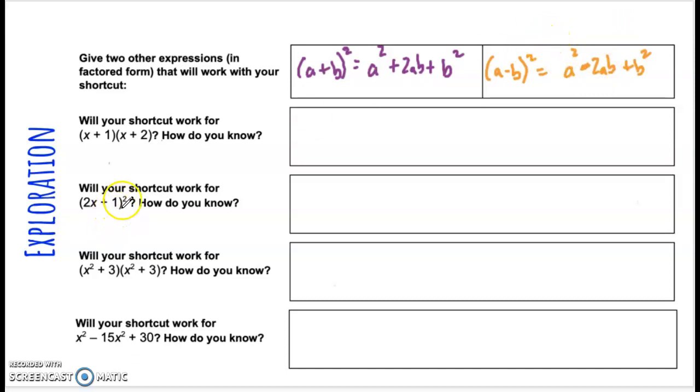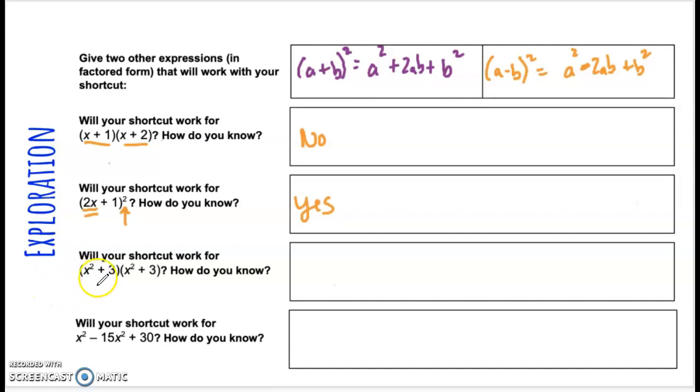So for answering these questions, will your shortcut work for x plus 1 times x plus 2? How do you know? No, it will not work because it's not a perfect square. Okay. Will your shortcut work for 2x plus 1 squared? How do you know? Yes, it will work, but we'll have to be cautious with that 2x because that entire 2x is that a term. So it will work, but we have to be cautious. And we know it works because it's a perfect square, and this works for all of our perfect squares.